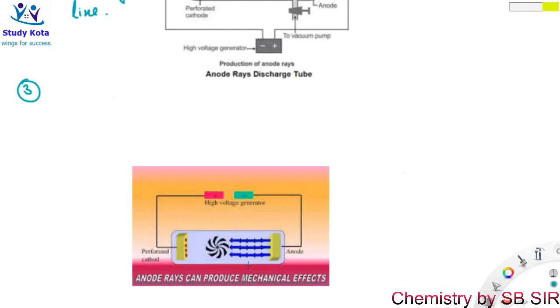That means we can say that when anode rays passed, the anode rays supplied their energy, their kinetic energy, to this wheel. So we can say that anode rays have kinetic energy, that is, they have mass.